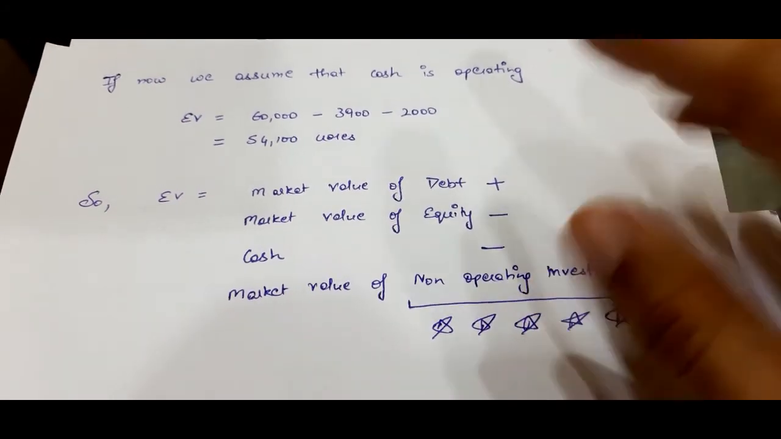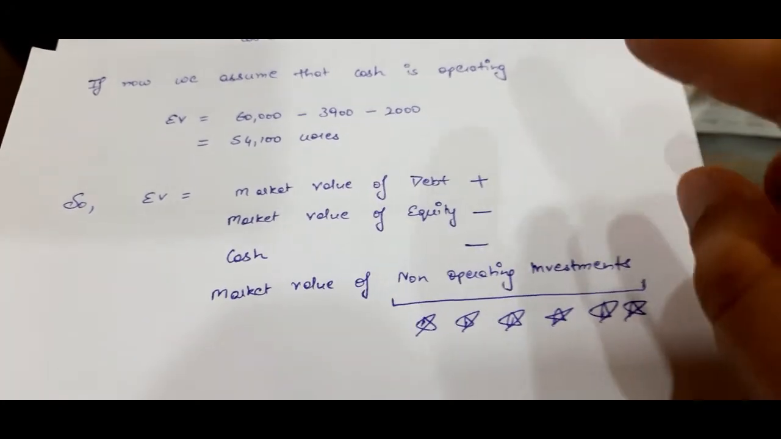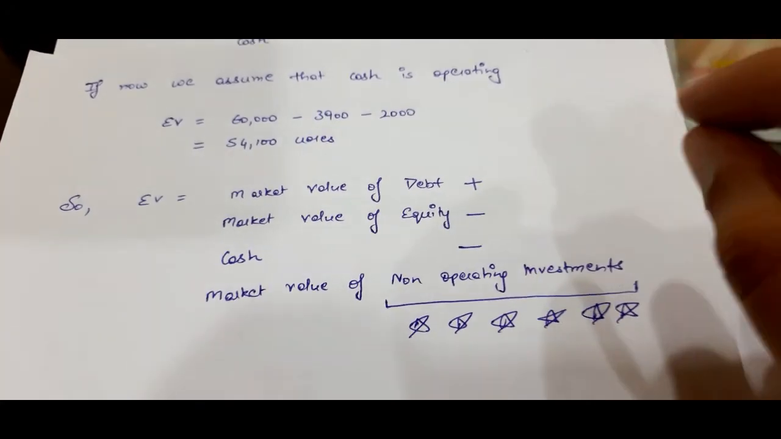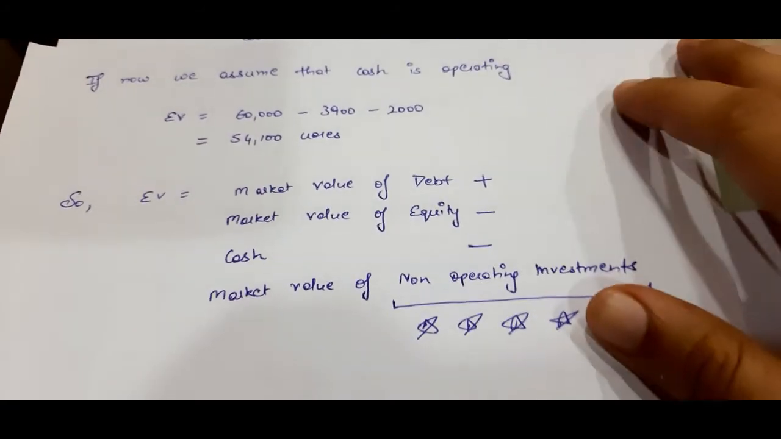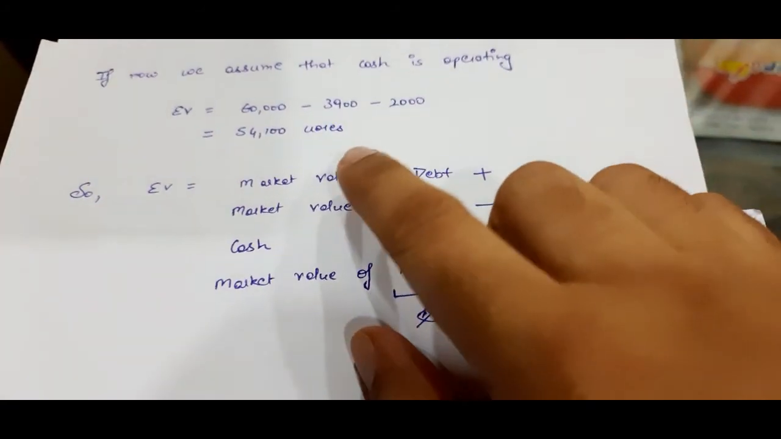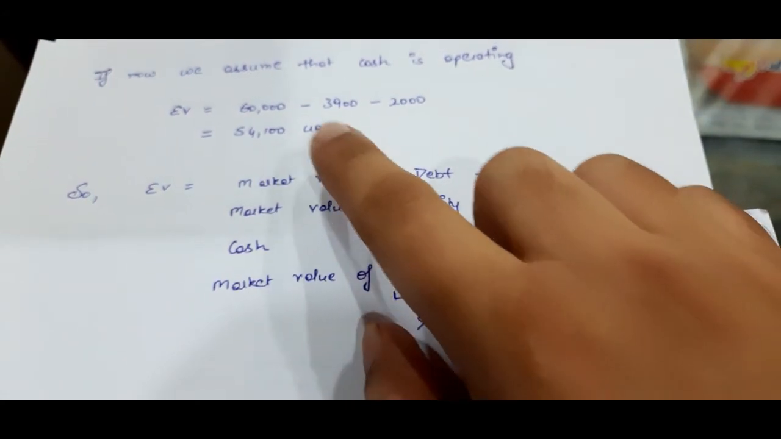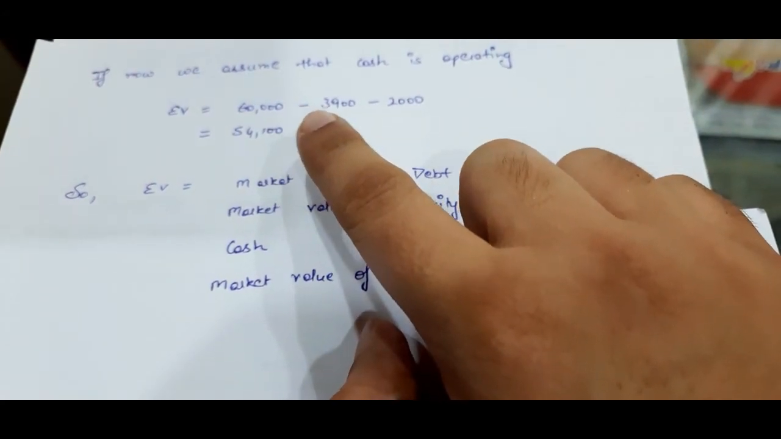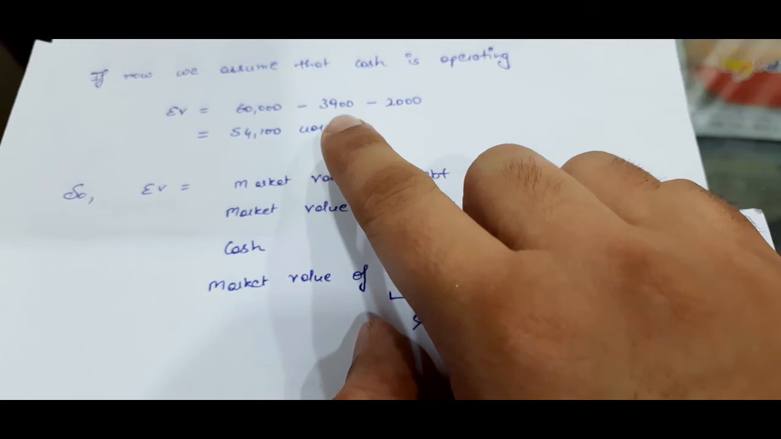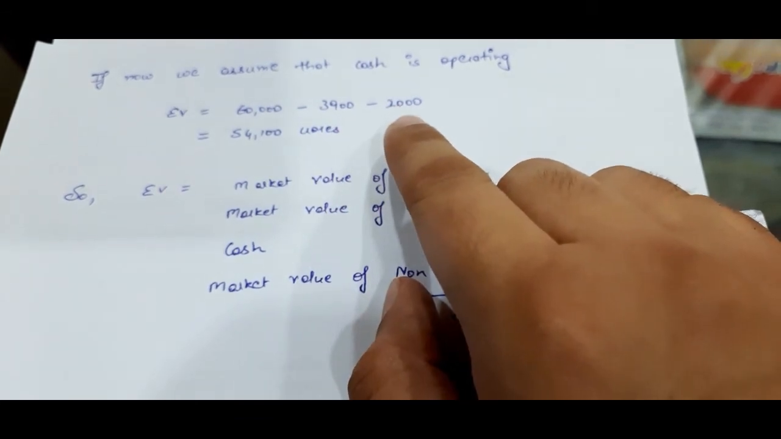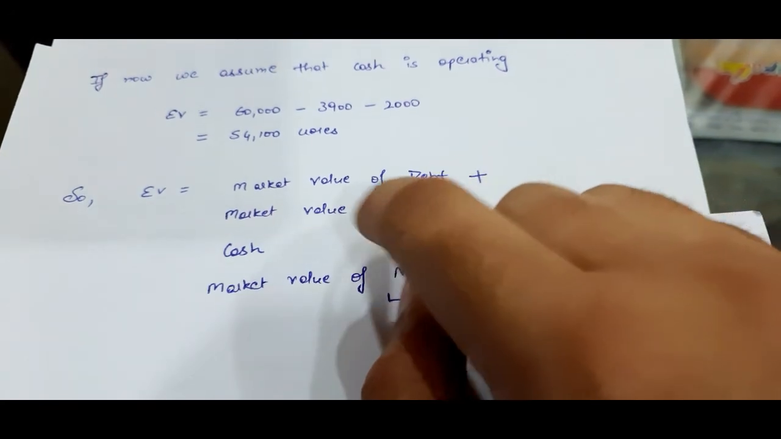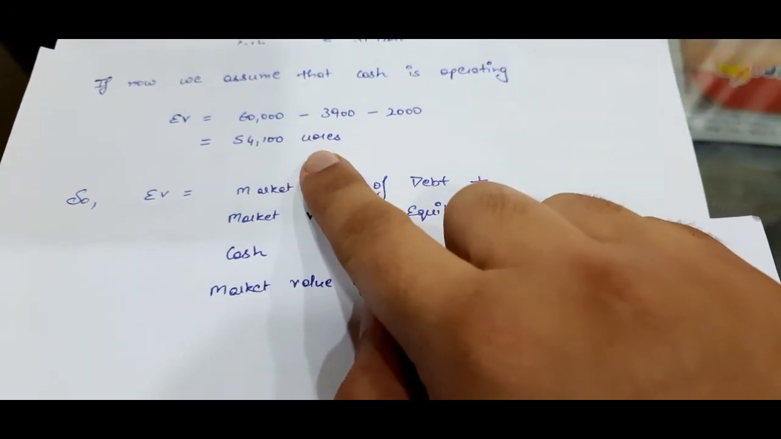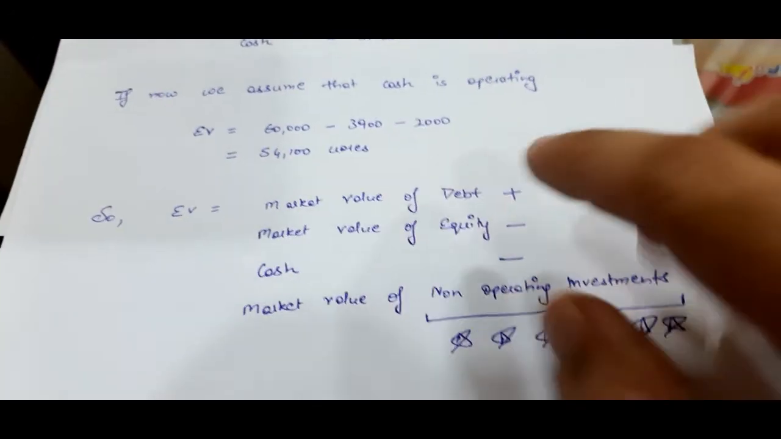Now, let's assume that the cash that we talked about, the 31 crores, was also an operating activity, which means that the cash is also required for the business to run effectively. In that case, the enterprise value comes down to 60,000 crores minus 3,900 crores worth of fixed deposits minus 2,000 crores worth of the difference between the total investments and the trade investments. Hence, the number comes down to 54,100 crores.